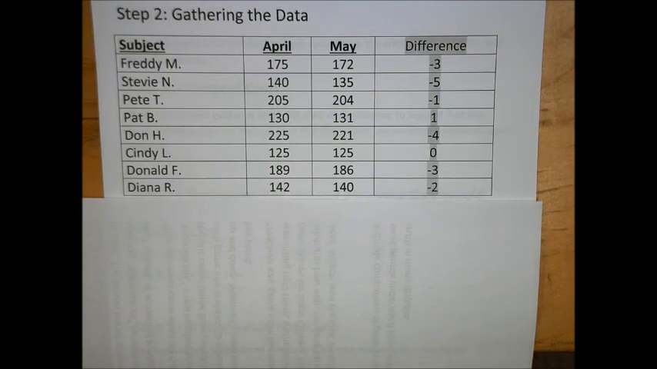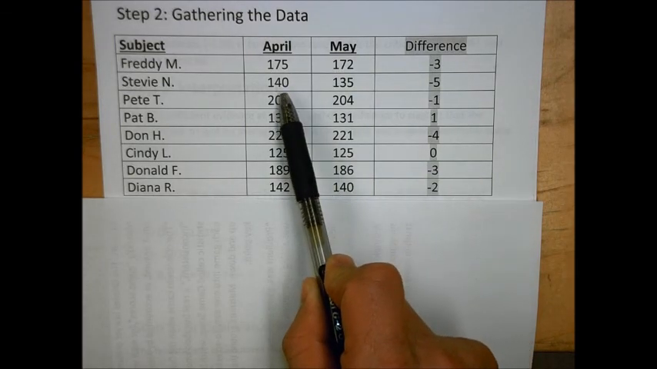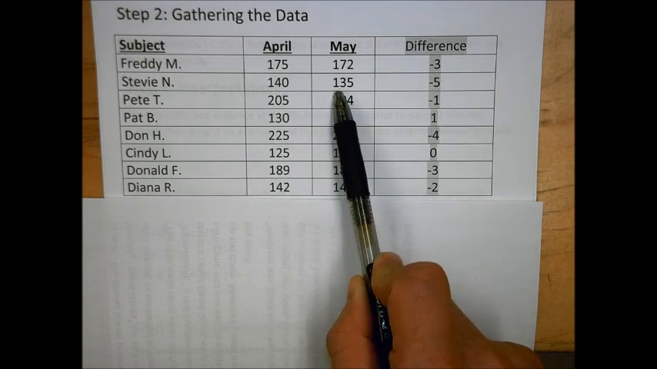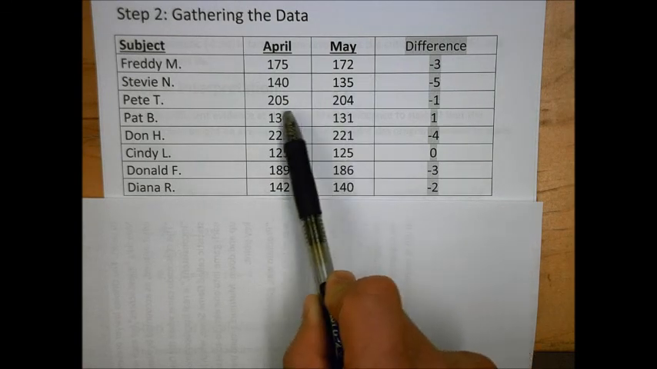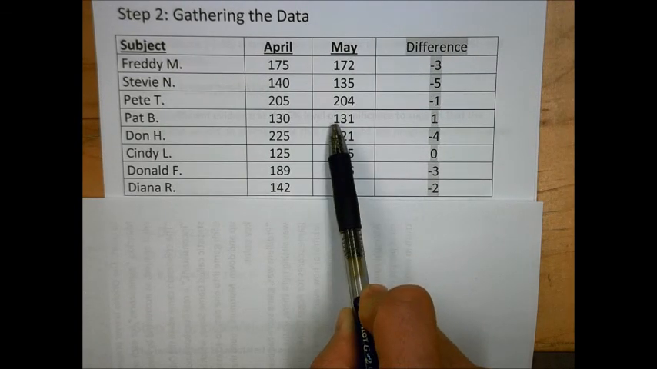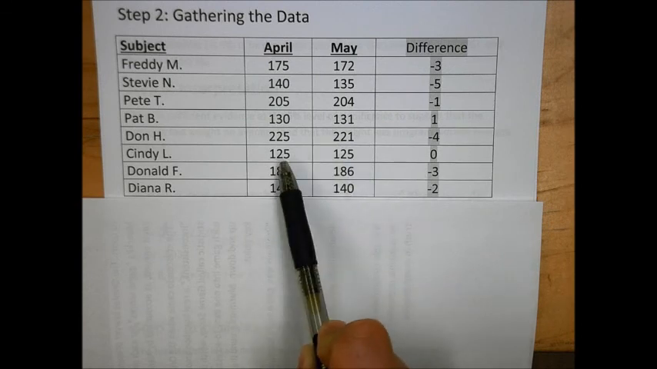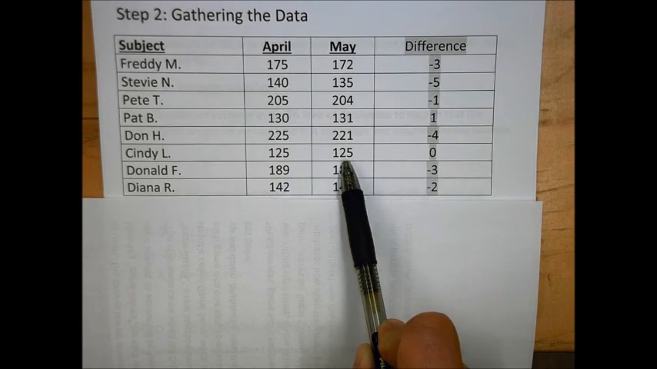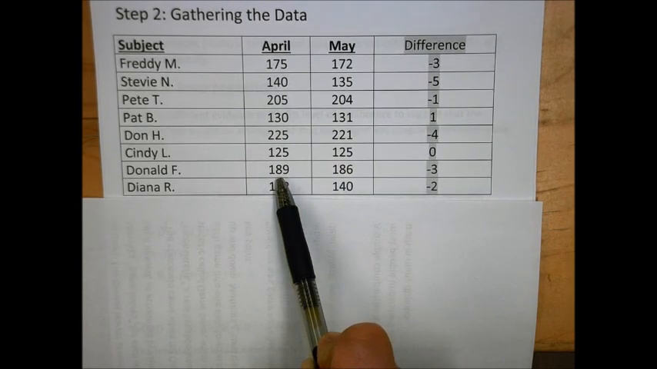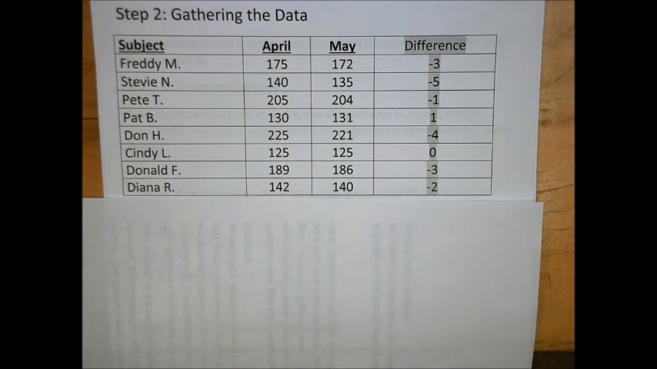In step 2, as we typically do, we gather the data. Here, Freddie M. lost 3 pounds from April to May. Stevie N. lost 5 pounds from April to May. Pete T. lost a pound. Pat B. gained a pound. Don H. lost 4 pounds. Cindy L. stayed the same. Donald F. lost 3 pounds. And Diana R. lost 2 pounds.